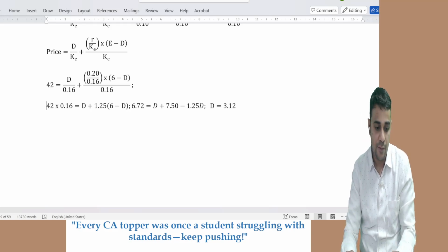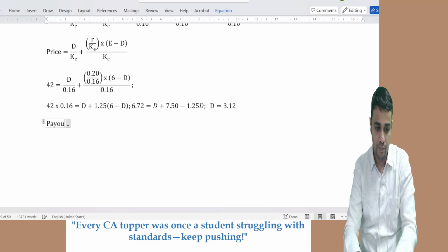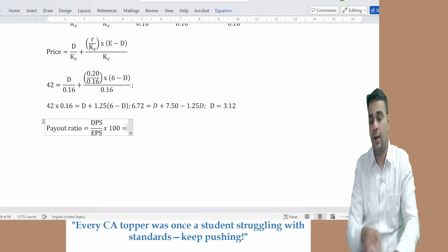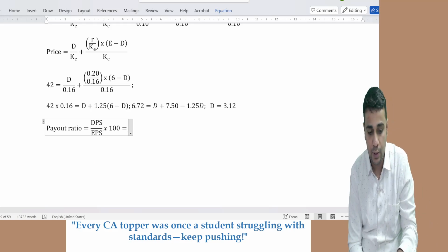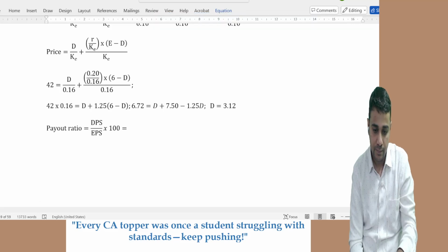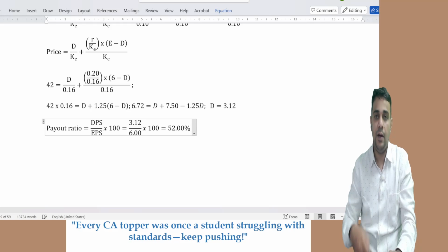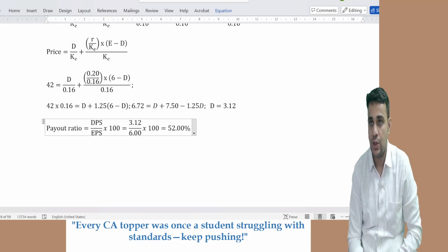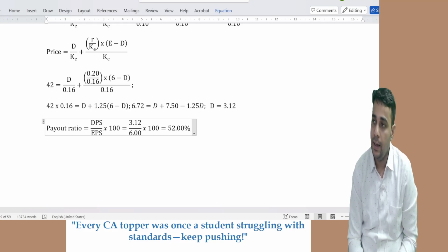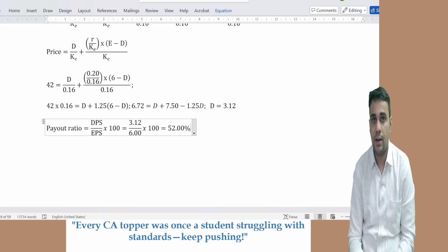Any doubts on this? Finally, payout ratio is equal to dividend per share divided by earnings per share into 100. That is 52%. A 52% payout will ensure that we are able to achieve the required price.